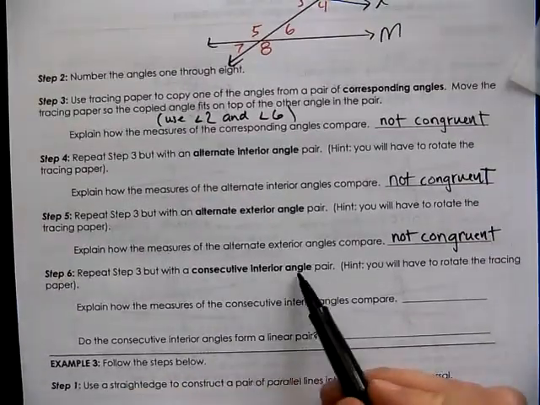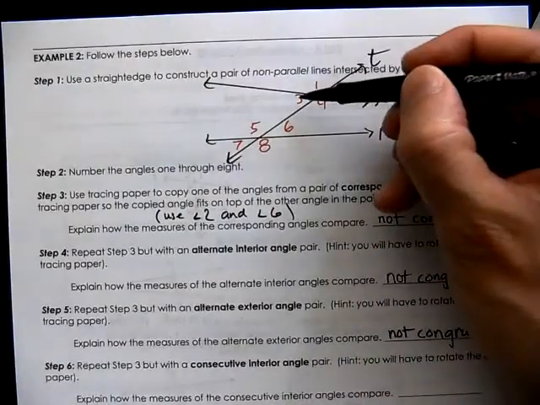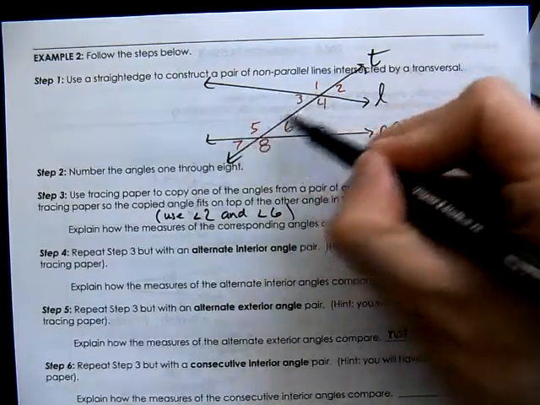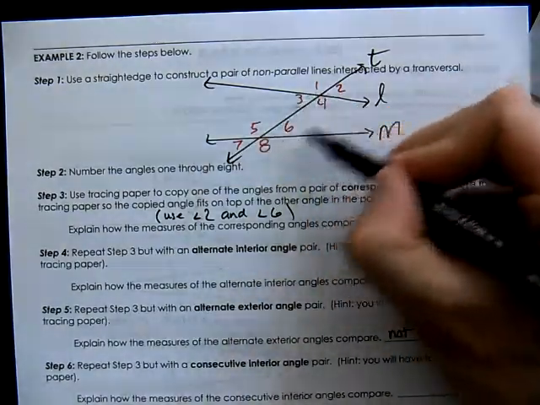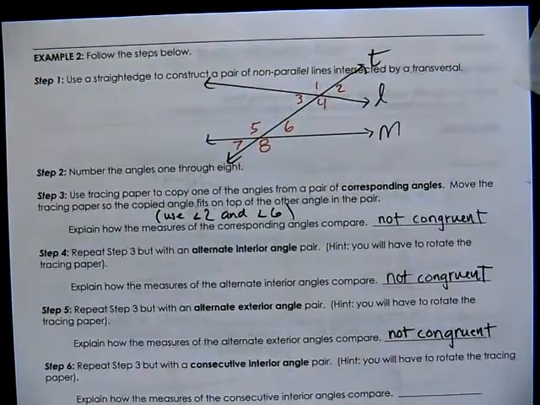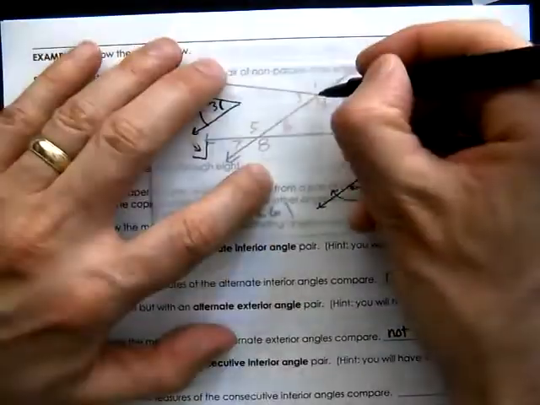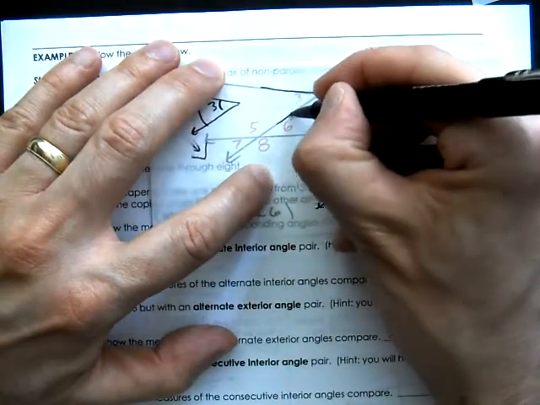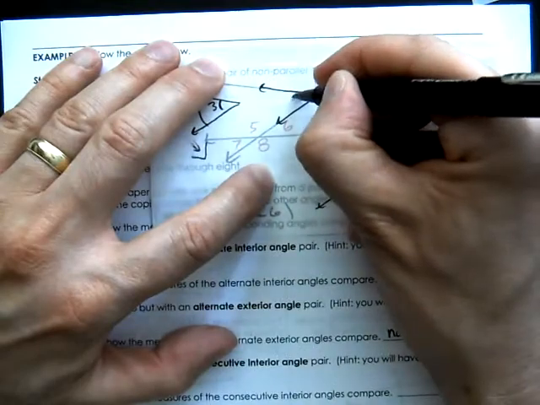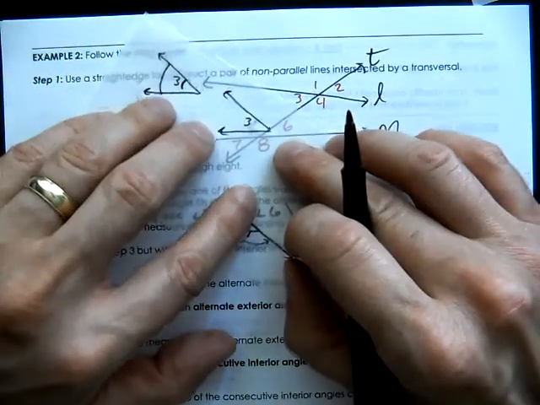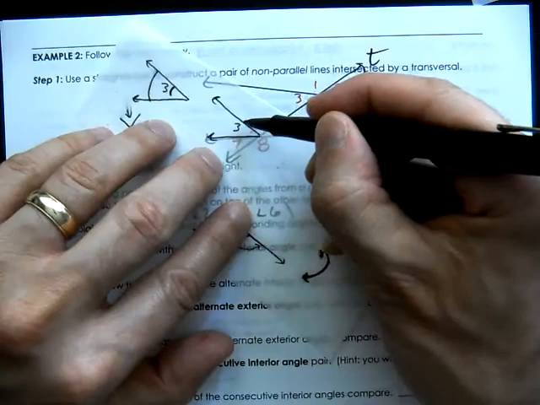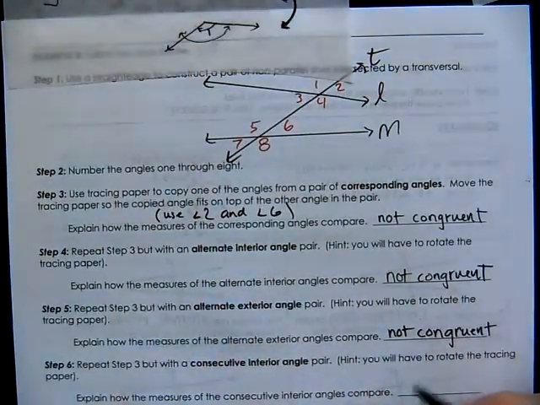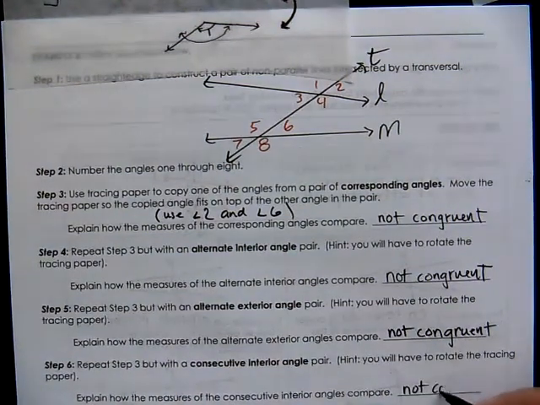Last pair is the consecutive interior pair. So back to interior, that means we're looking at angles 3, 4, 5, and 6, and consecutive means they're on the same side. So we're pairing up angles 3 and 5, or angles 4 and 6. Let's do 3 and 5. Are they the same size? They don't look it to me. Angle 3 looks a whole lot smaller. So there's angle 3. And let's now put that here with angle 5. You can see that angle 3 is a whole lot smaller and angle 5 is much, much bigger. So how do their measures compare? Not congruent. I think we found a pattern.